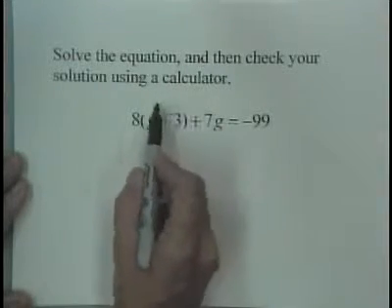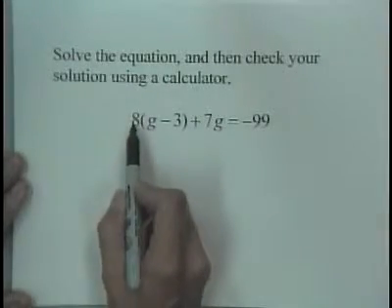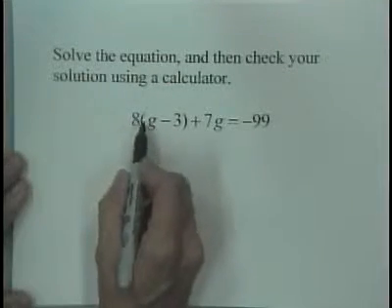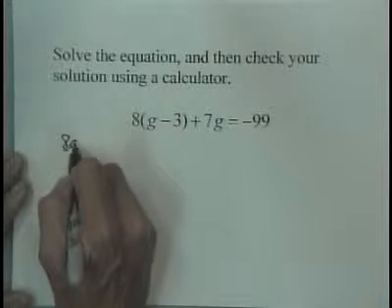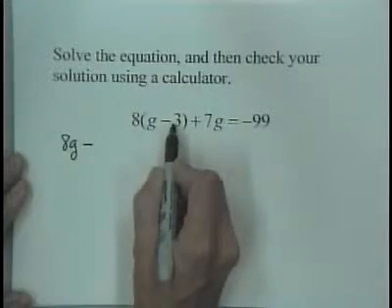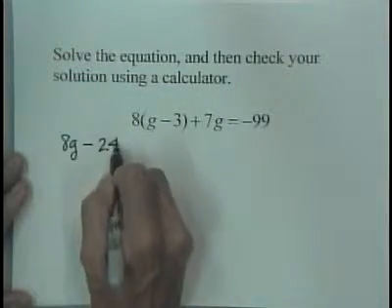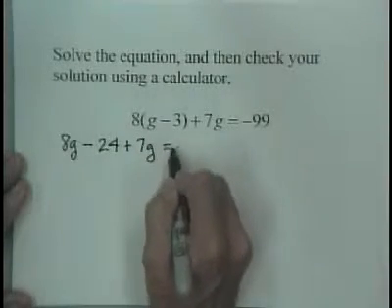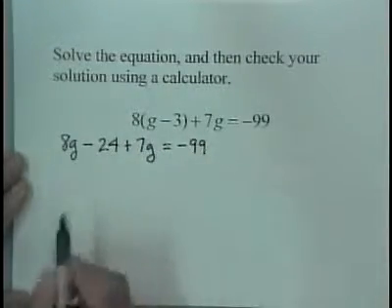To solve, we need to work in the beginning on the left-hand side and distribute an 8 to remove the parentheses. So we'll take 8 times g minus 8 times 3, which is 24. I still have plus 7g, and I still have equals -99.